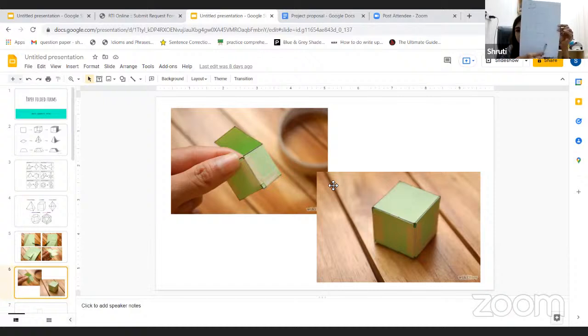I'll need a flap here, as well as on both of these sides I'll make a flap. So this is where it needs to be closed. Then come to the top section of this.